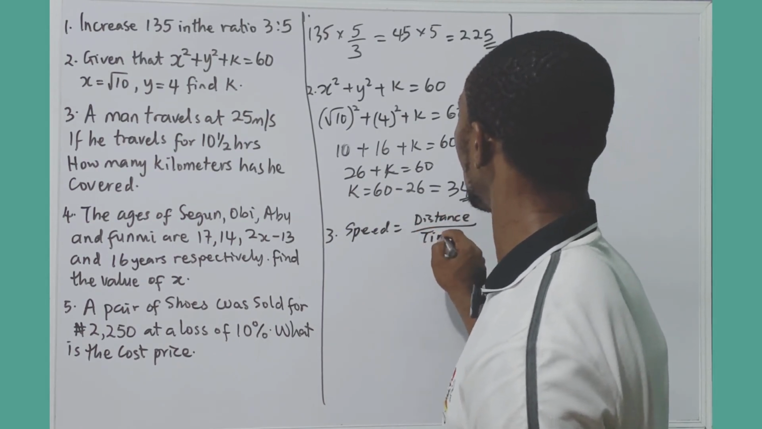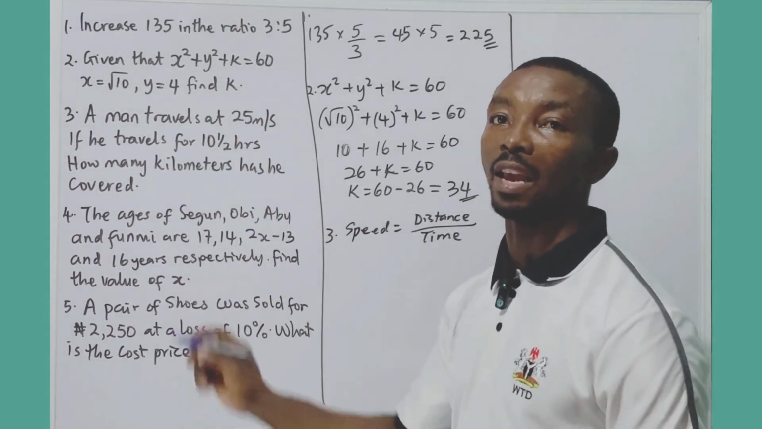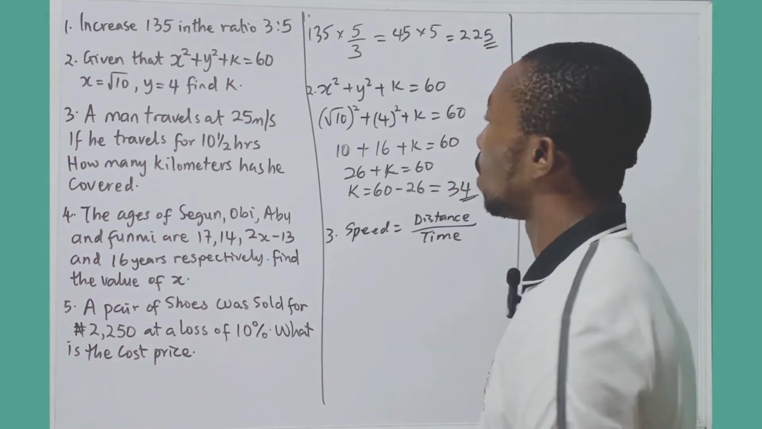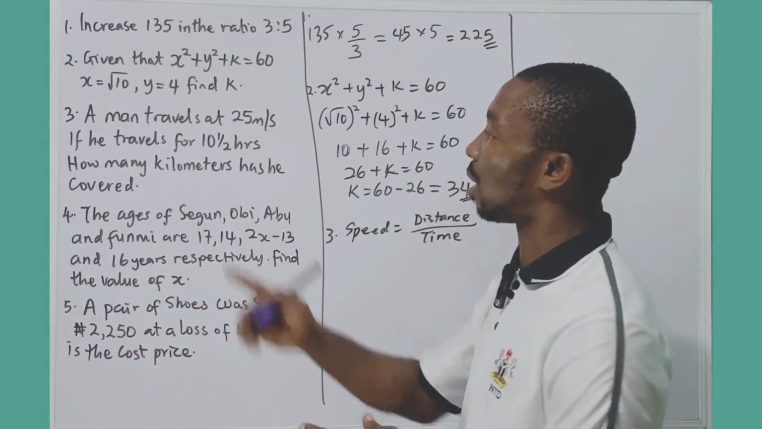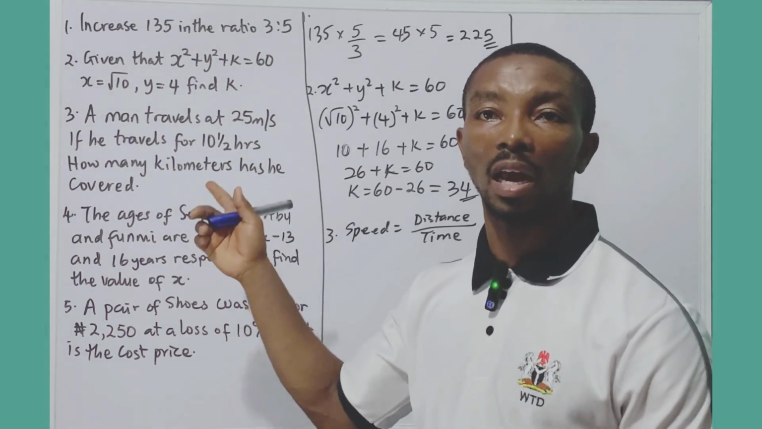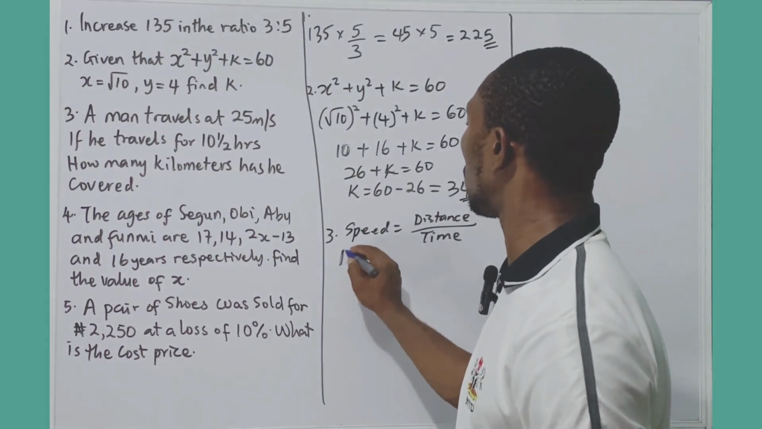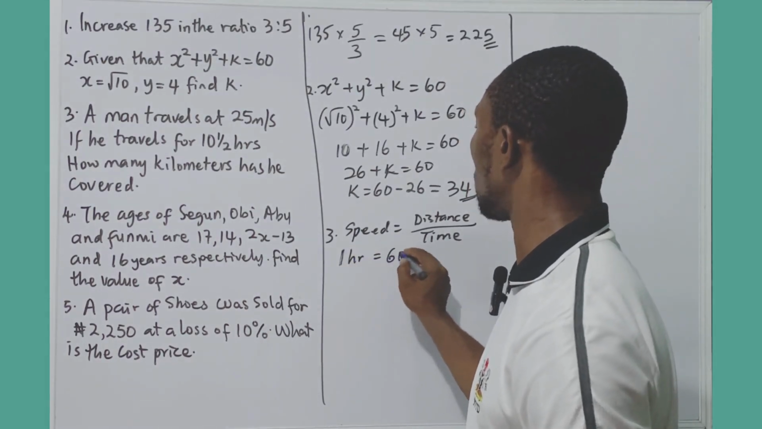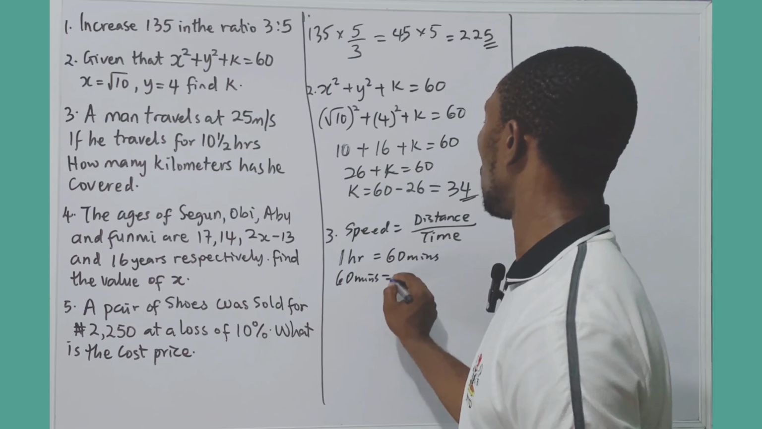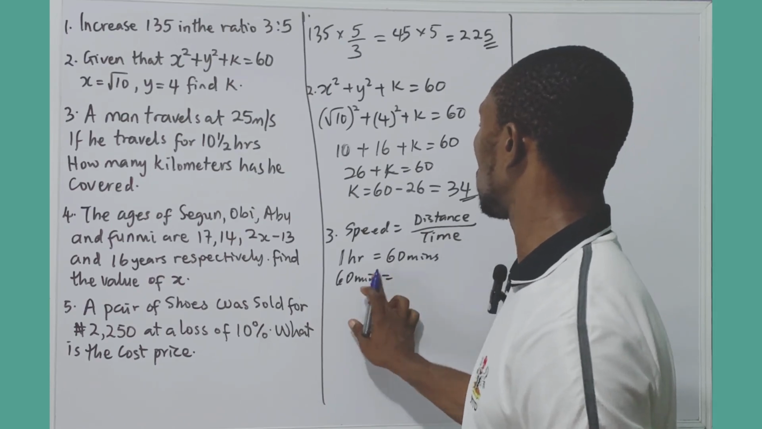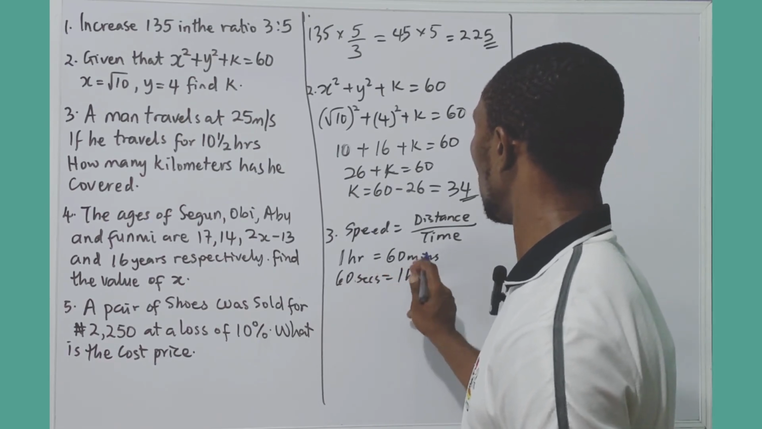all over time. Now, in this case, we have been given his speed in meters per second, but the time traveled is in hours. So we need to convert our hours to seconds. All right. Now, we know that 1 hour equals 60 minutes, and 60 seconds equals 1 minute.